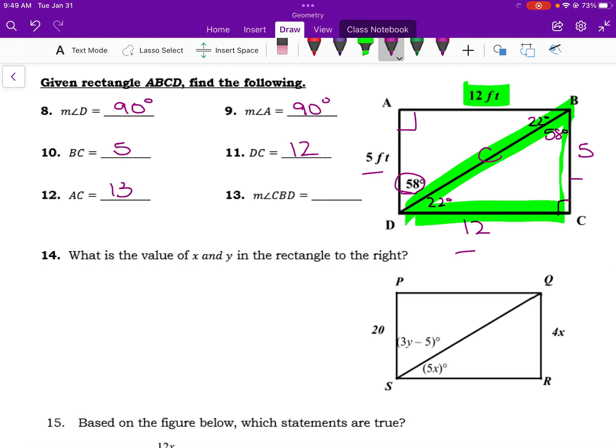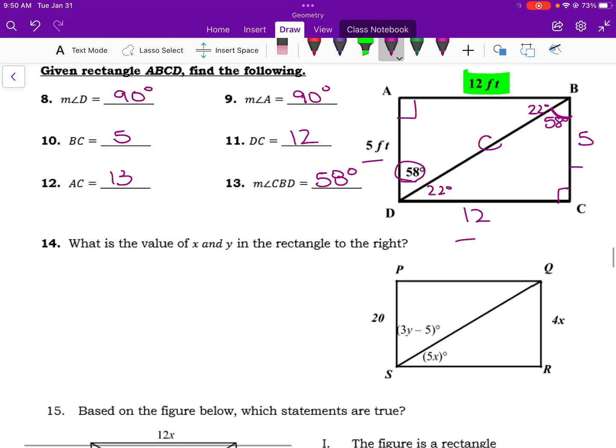Okay, measure of angle CBD. We have a lot going on in this diagram here. Let's erase that. BD would be this guy here, this crevice, and that's 58 degrees. Okay. All right, next one.